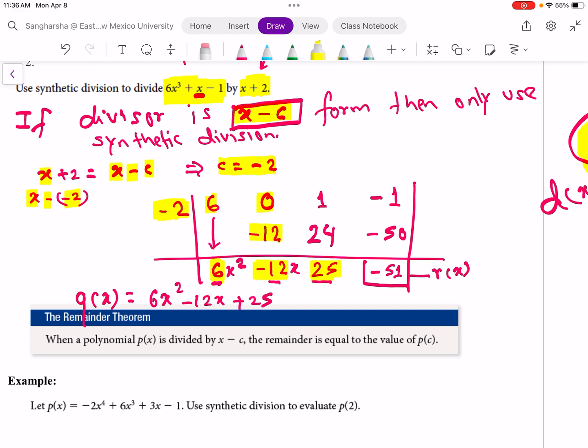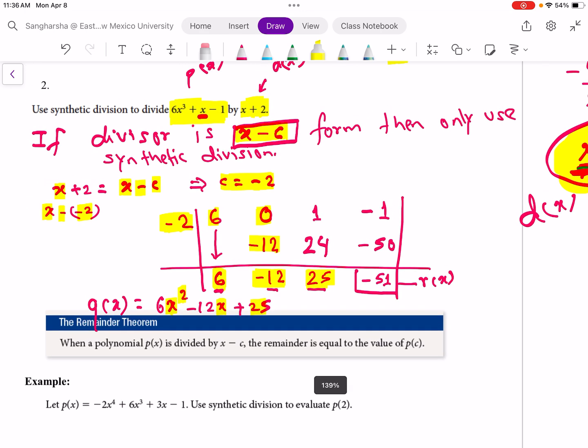So these 6, negative 12 and 25 are the coefficients. You need to know the degree of the quotient, and once you know it, you can write the term, the variable with the exponent. Since 2 is the degree of the quotient, we write x squared. And this negative 12 will be the coefficient for the term x, because in descending order we have x cubed, x squared, x and a constant, right? So we have x and the last is the constant.